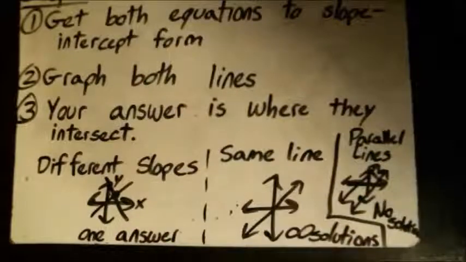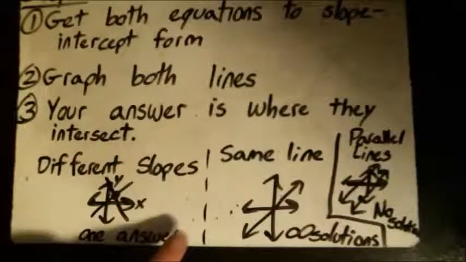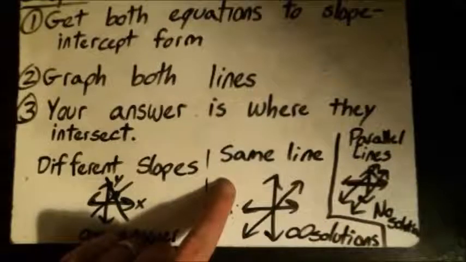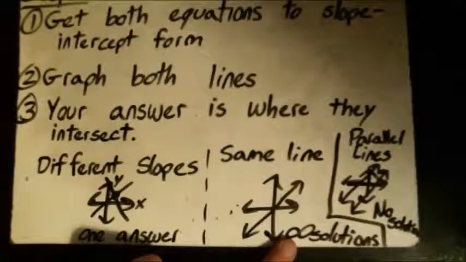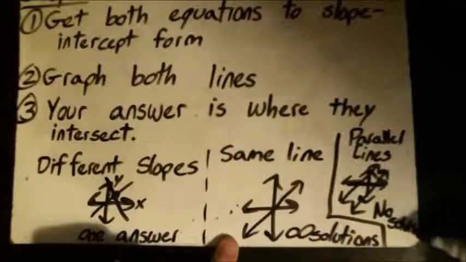So once again, there are three different types. Most commonly, you're going to see when they have different slopes, and you're just going to have one answer for those. Alright, if you have two lines of the exact same line, then you're going to have infinite solutions. And if you have parallel lines that are not the same line, then it is no solution.